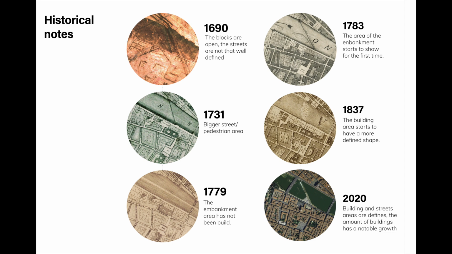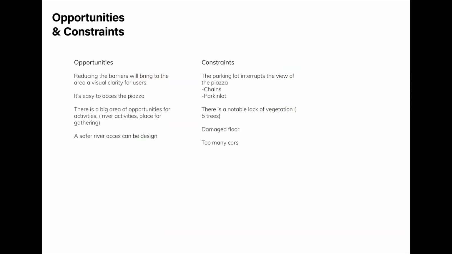In conclusion, we have the opportunities, which are reducing the barriers, which will bring to the area visual clarity for users, also that it is easy to access the piazza, and there is a big area of opportunities for activities like river activities, a place for gathering, a place to sit down. A safer river access can also be designed, like in the area of the embankment.